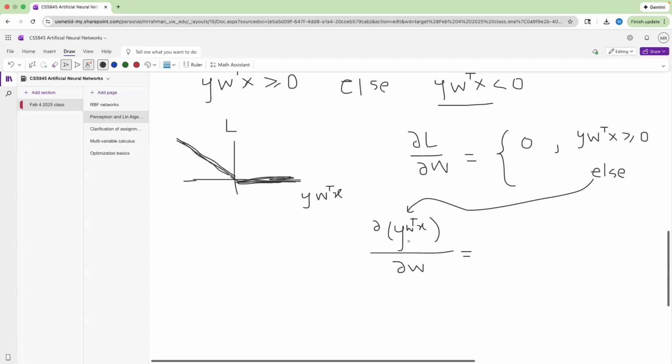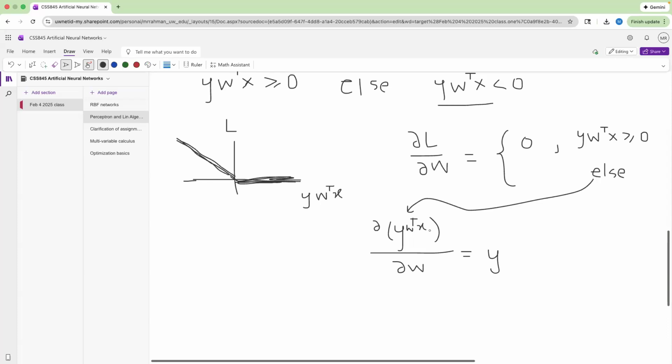Okay. So let's go through this. In this expression y w transpose x, what are the variables and what are the constants? Is y a constant? Y here is a constant. Yep. So y would disappear, right? Exactly. y would come out of the derivative. The constant guy would come out.